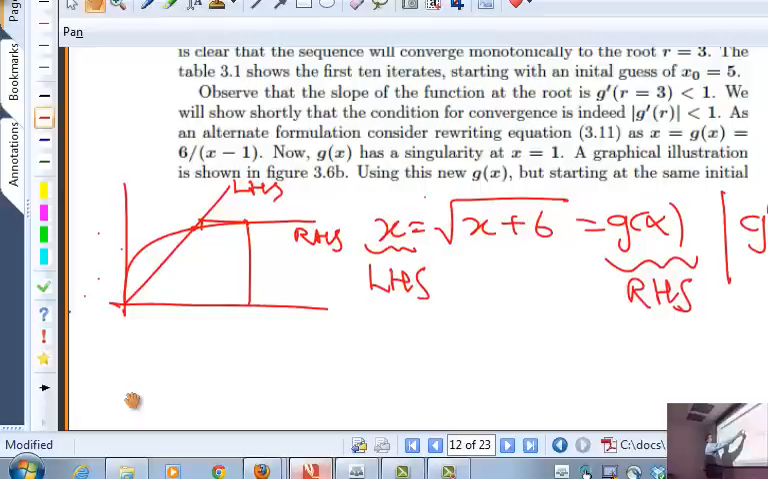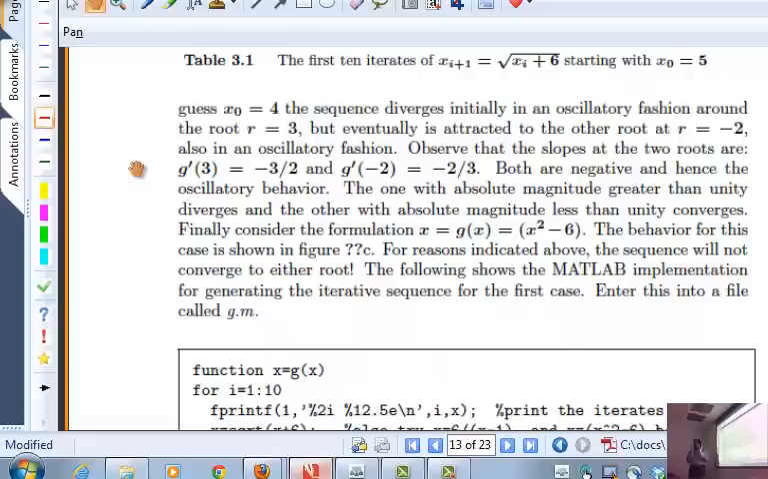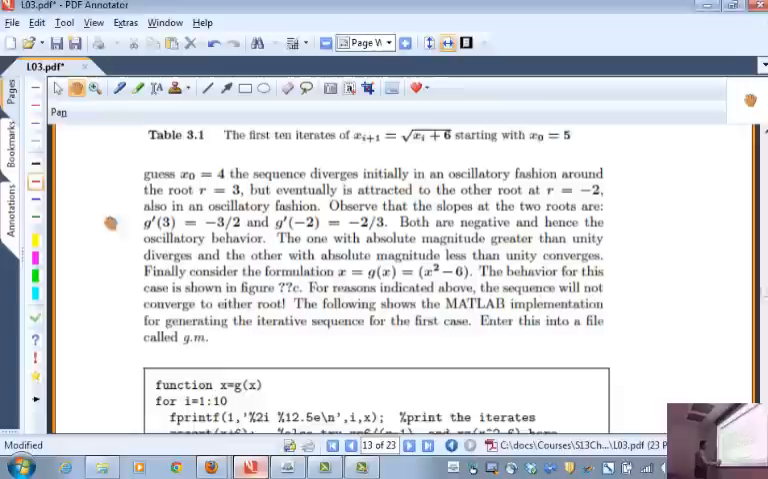If you take this g and take its g prime and evaluate it at 3 and minus 2, you will find that one of them is less than 1, the other one is greater than 1, minus 1.5. We care only about the absolute magnitude. If there is a minus sign, what does it mean? It simply means that the approach to that root is going to be cyclical around it instead of being monotonic. But in here, it's going to converge because minus 2 over 3 is less than 1. And a third formulation is, as I said, x equals x squared minus 6. In these three cases, I constructed a simple MATLAB file to plot these things.